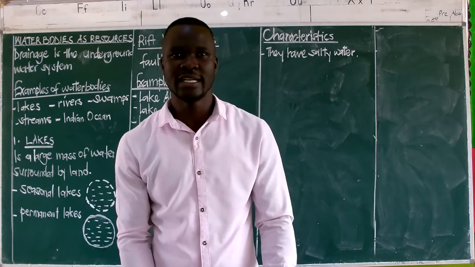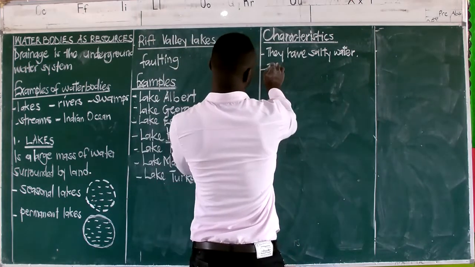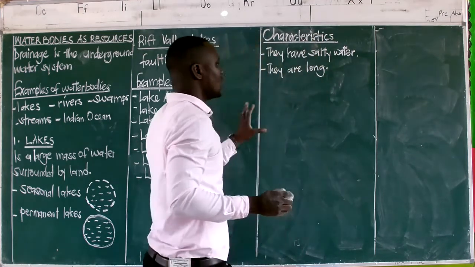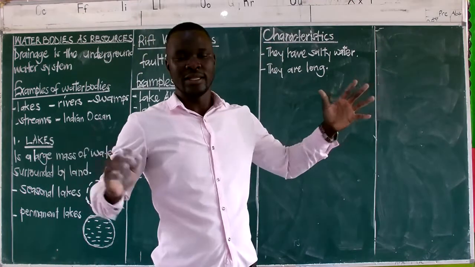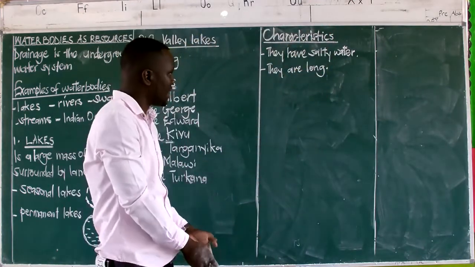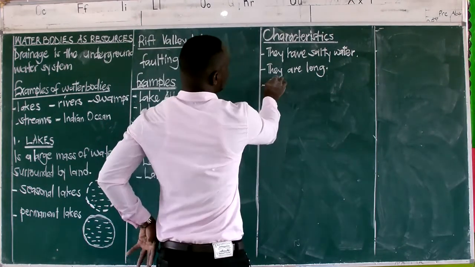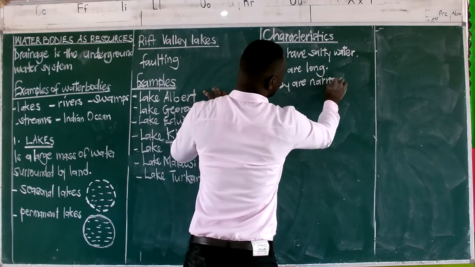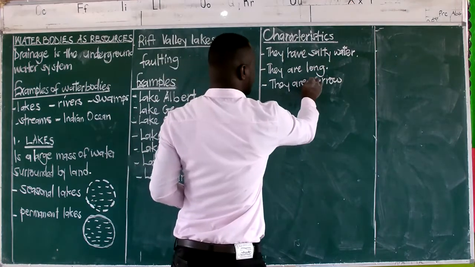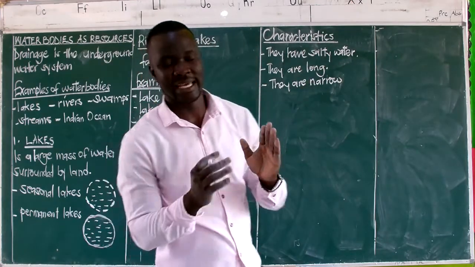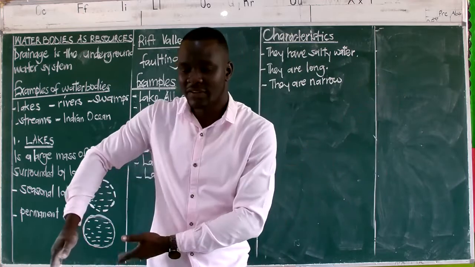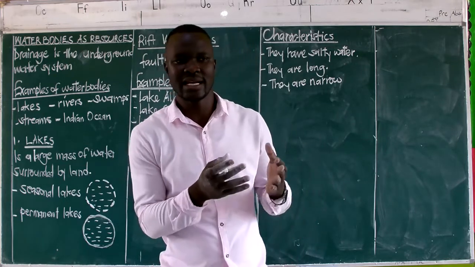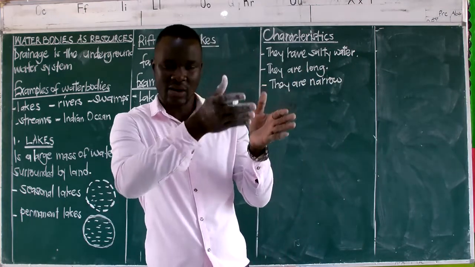And then we also need to know that these lakes are long. We should be able to tell the difference. With the other ones, we say they are large. These ones are long. I pray that you get the difference. And then also, these ones are narrow. I want you to look at lakes like Lake Turkana, lakes like Tanganyika. Long. In fact, that is the longest lake we have in East Africa, Turkana. And even other lakes like Albert, you find these lakes are narrow.